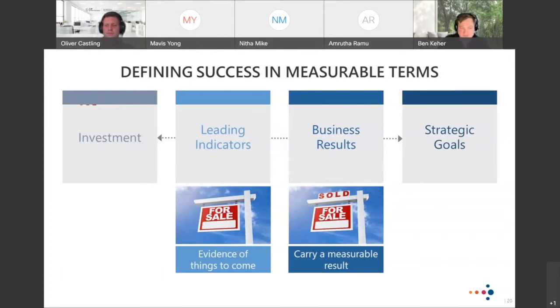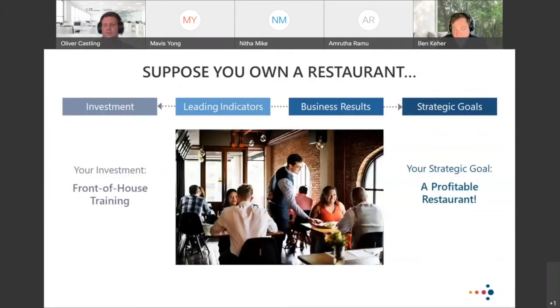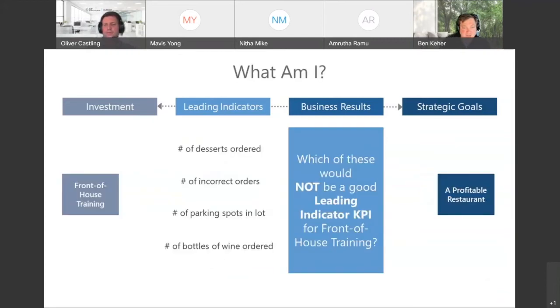So let's do a little example together. Let's imagine that you own a restaurant, and you're going to have to use your chat function here, guys. So we want to invest in some front of house training, and our goal is to have a profitable restaurant. So let's break this down into some pieces. I've got a list of different leading indicators here. Number of desserts ordered, number of incorrect orders, number of parking spots in the lot, number of bottles of wine ordered. In the chat, tell me which of these would not be a good leading indicator KPI for front of house training? Which of these would not be a good way to indicate if our training is being successful?